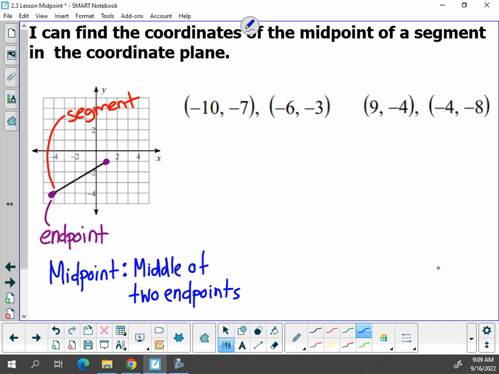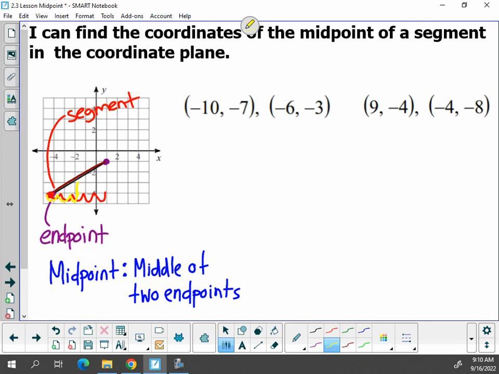So the quickest way to travel from one endpoint to the other would be along the segment. But if we could only move left, right, up, and down, the midpoint would be in the middle of my trip left and right, and the middle of my trip up and down. So if I'm traveling from this endpoint to the other, and I have to go horizontally, I have to go 1, 2, 3, 4, 5 units. And so the middle of 5 units would be 1, 2, and a half.